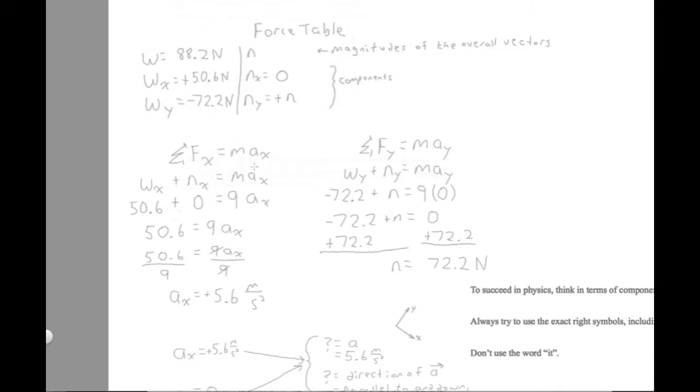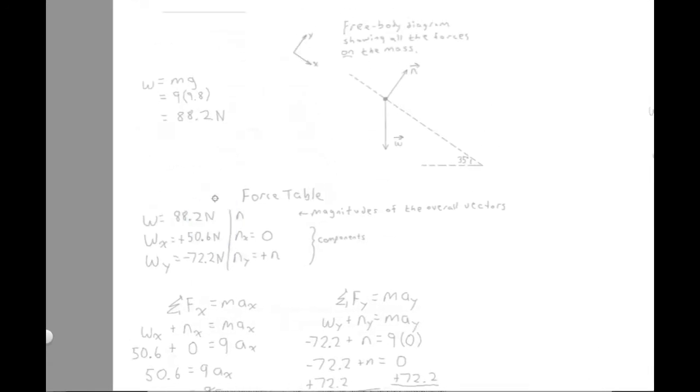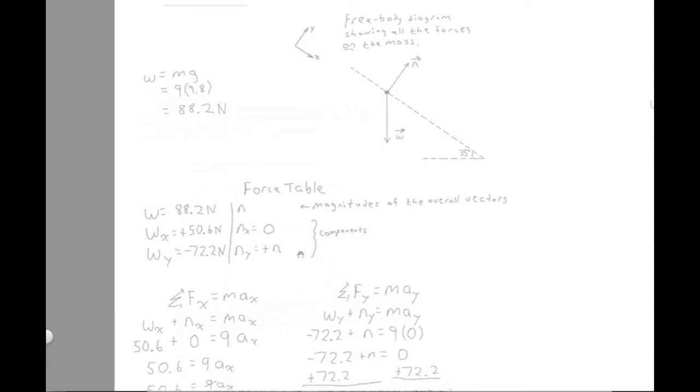That's a great example of how we need to think in terms of components. The components of the weight were much more useful to us than the overall magnitude of the weight. Of course, we didn't ignore the overall magnitude of the weight, but we used it to find the components. So notice, where did we plug the mg number into our Newton's second law equations? We didn't. We just used this number to find the components, and then we plugged the components into the equations. That's a great example of how we have to think in terms of components.